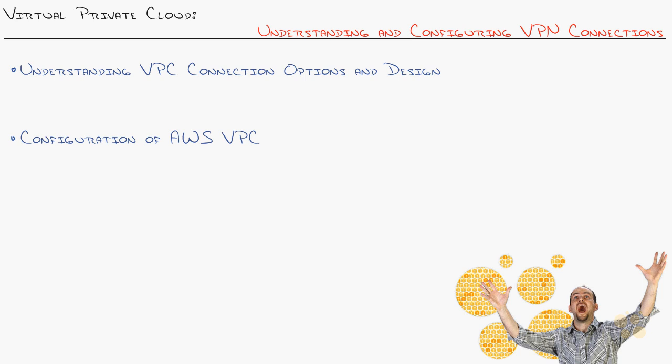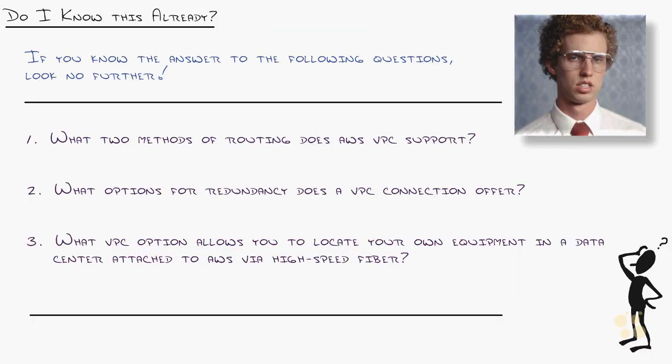Anyway, maybe that was supposed to be just for me, but it's out there now. This nugget is going to be focused on how we can connect into AWS using a VPN connection, with many different options. Here are your do I know this already questions. Pause the video, look them over. If you know them, you probably don't need to go through this material. Otherwise, let's get started.